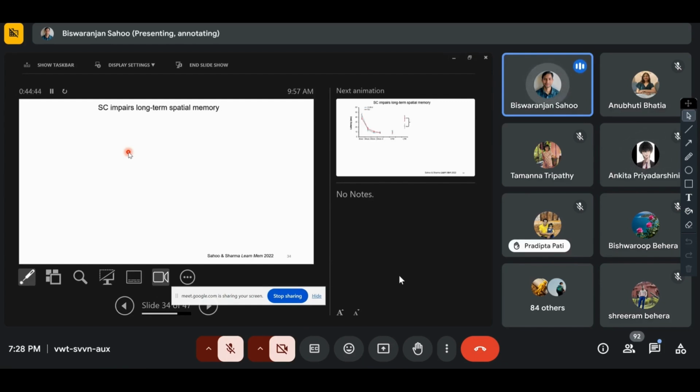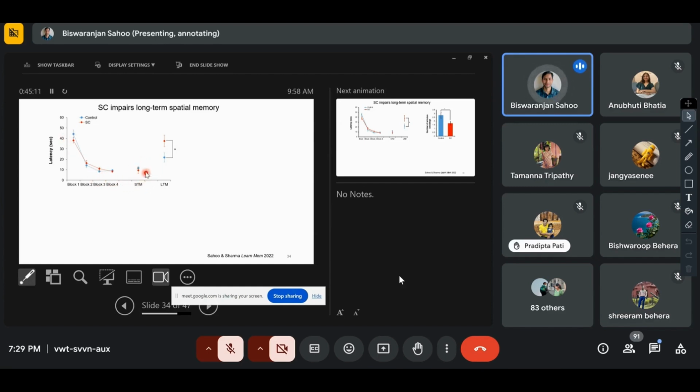What we found was very interesting. The sodium chlorate treated animals have impaired long-term spatial memory. How do you find that? This is the latency time taken. During the training, the blue group is the control and the red is the sodium chlorate treated animals. You see a decrease in latency as the training trials increase, which is good, in both groups.